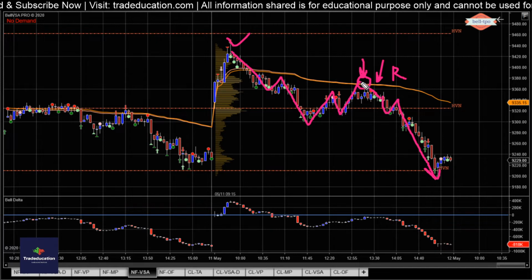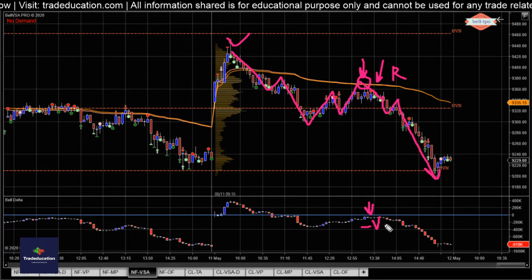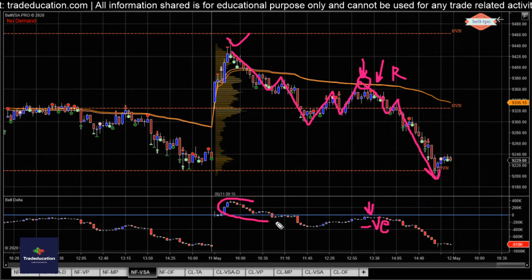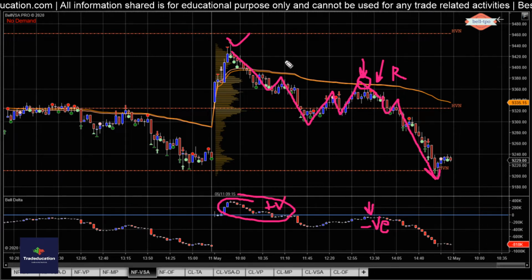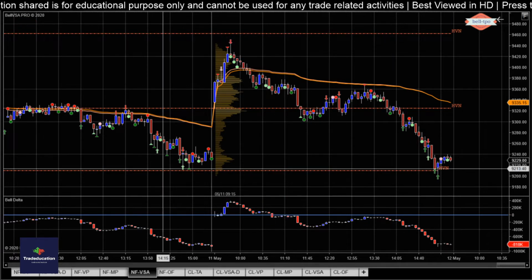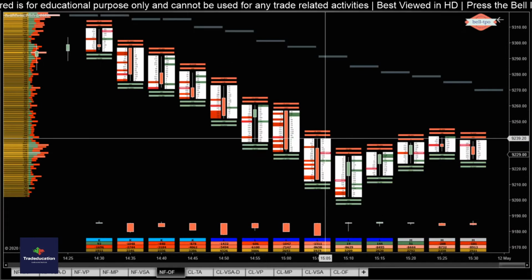Okay, plus this level supported the net delta. So if you see, the net delta is negative. Here there was a lot of confusion because the delta was positive and the auction was moving down. Okay, so this is how I was able to spot the short trade in Nifty.